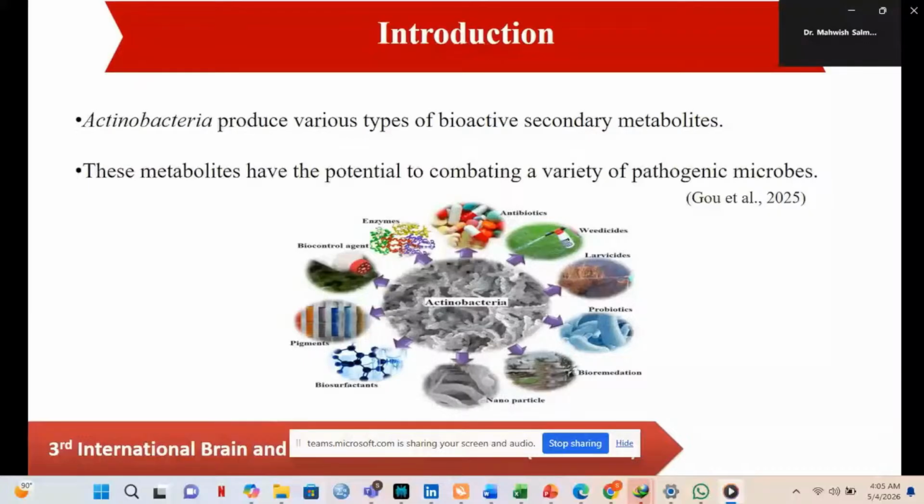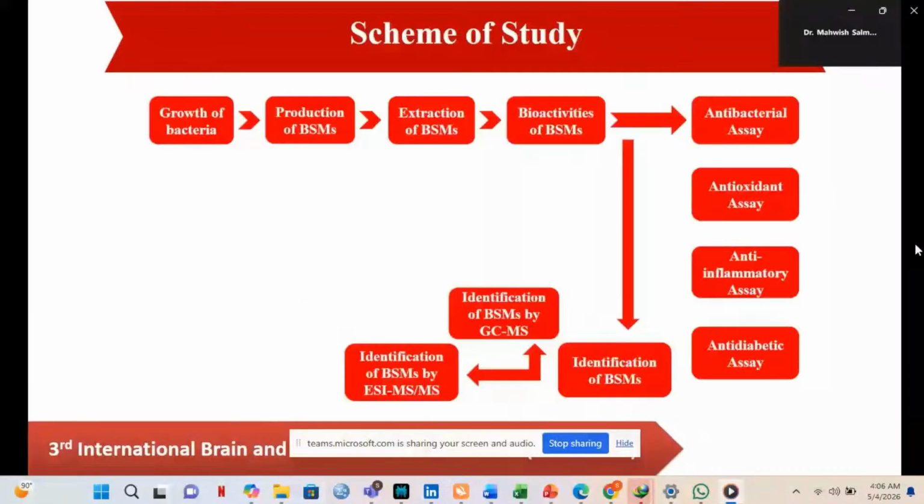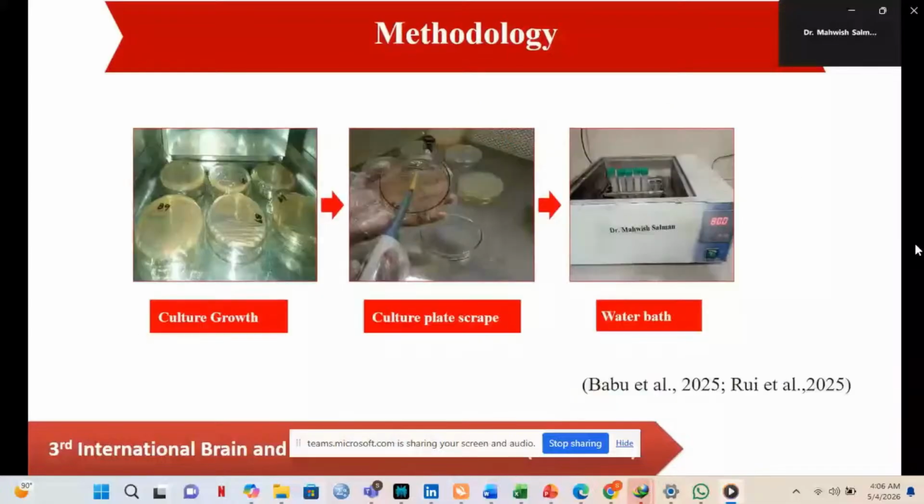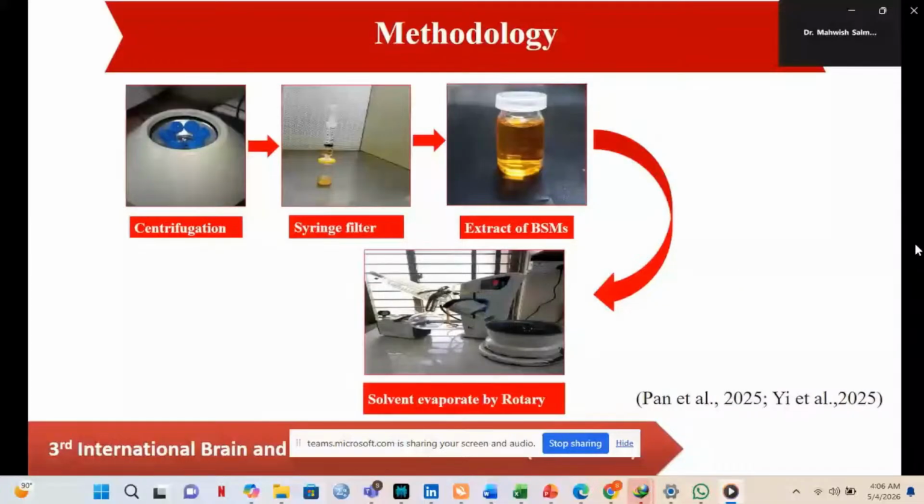The scheme of study: growth of bacteria, production of bioactive secondary metabolites, extraction of bioactive metabolites, and bioactivities of these metabolites: antibacterial, antioxidant, anti-inflammatory, antidiabetic. Identification of bioactive metabolites by using chromatographic techniques, GCMS and ESIMS. First is culture growth, and the culture was kept in a water bath. Next, the culture was centrifuged, and the next step was filtration and extraction of bioactive secondary metabolites, and the solvent was evaporated by rotary evaporator.